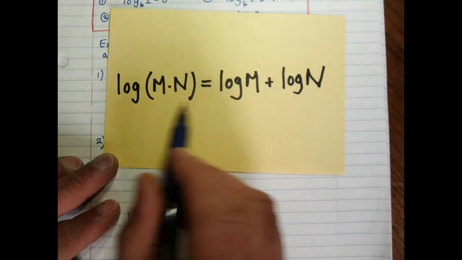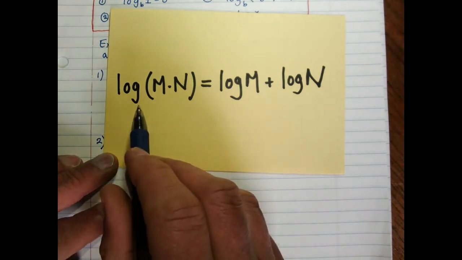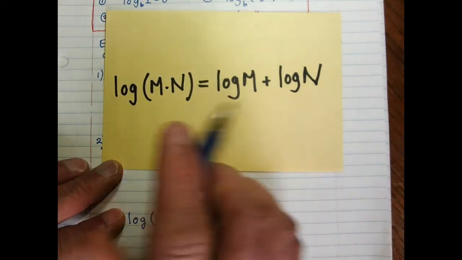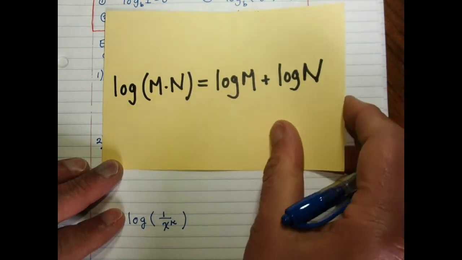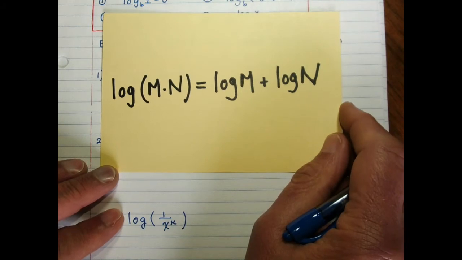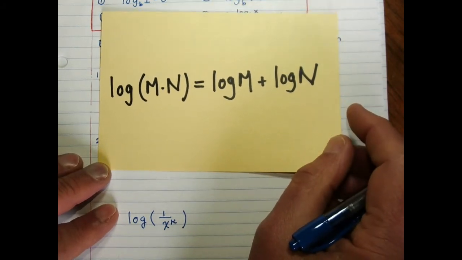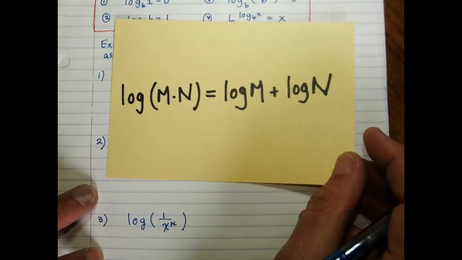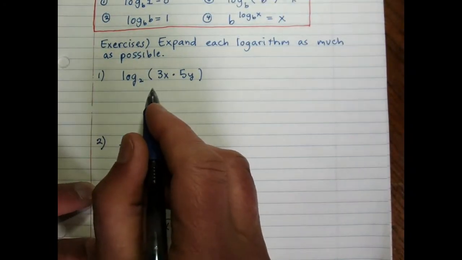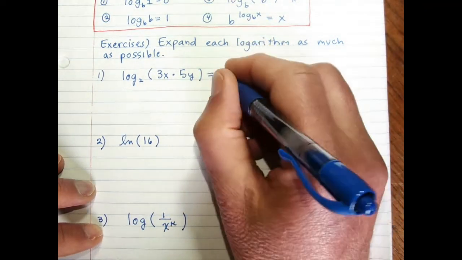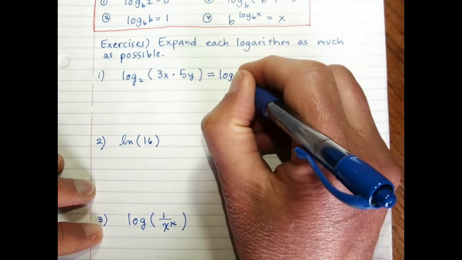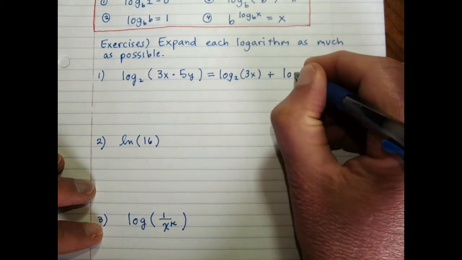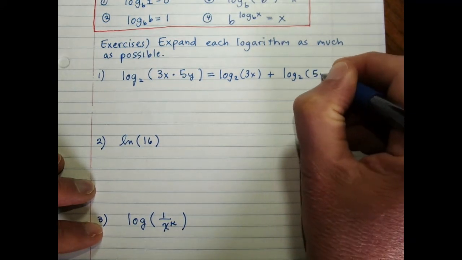On my index cards, by the way, I didn't write the base b. I just have to remember that these laws apply to any base, and the base has to be the same in each log. It's a little simpler to write the laws down without all those little b's all over the place. So we're going to apply this law number 1 to this problem. We can say this log is log base 2 of 3x plus log base 2 of 5y.